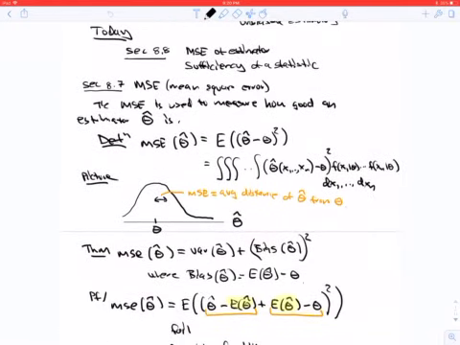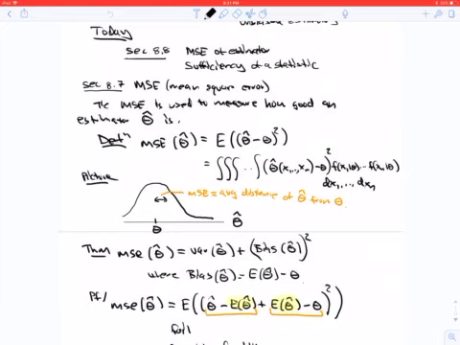And today what we're going to do is finish section 8.7, discussing the MSE of an estimator, and then begin section 8.8, sufficiency of a statistic.